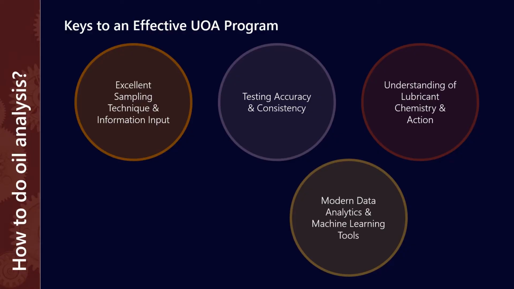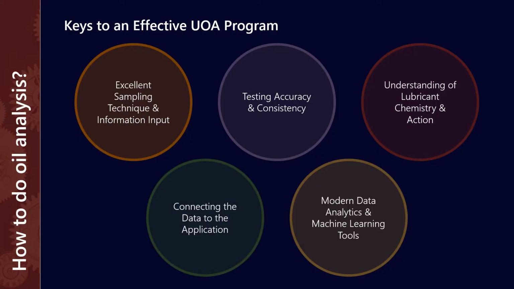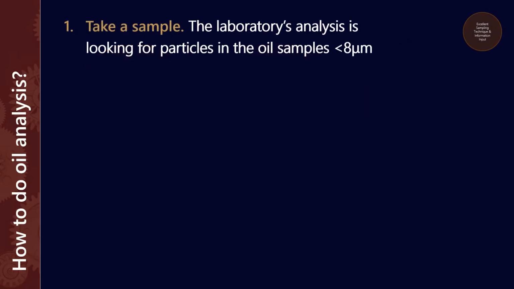We need to overlay that with some modern data analytics and machine learning tools, just to get the maximum value out of our data. And finally, we need to connect that data to the application. So, machine learning tools are only good if we can interpret them correctly. So this is kind of a bit of a framework. These 5 keys, I'm going to flash them up on screen where they're relevant, so we can see where it is going to get the maximum value for our organization.